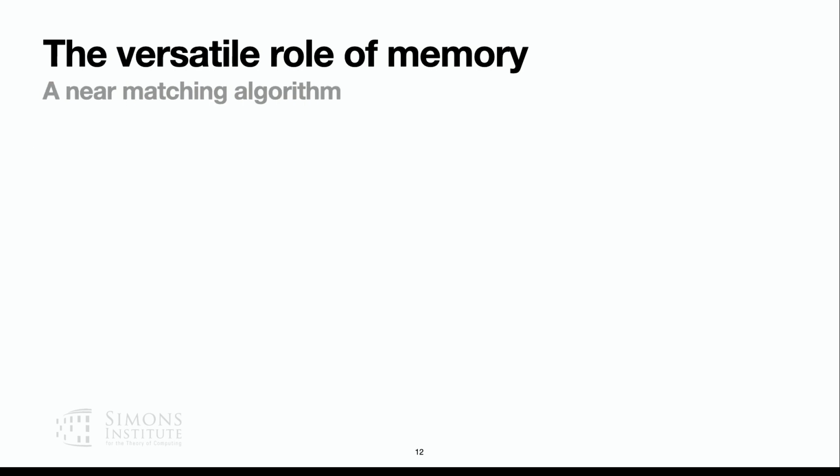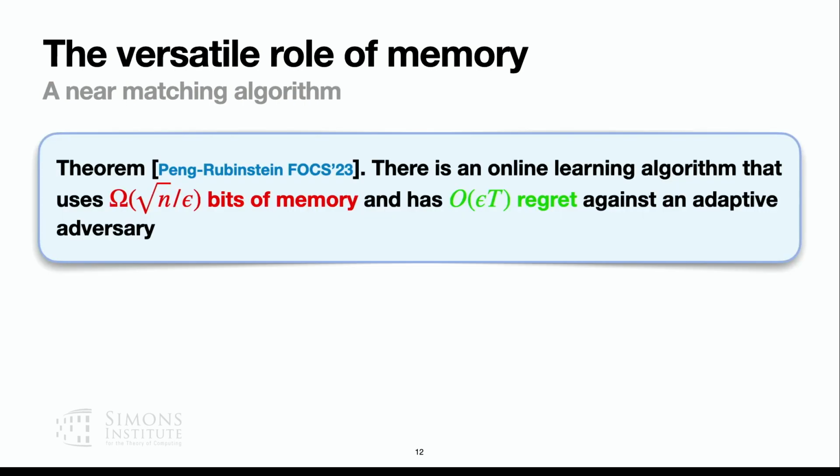We also give a near matching algorithm. We show that there's an algorithm that uses square root n over epsilon bits of memory and has regret epsilon T. So in the previous slide, the memory is the same, but the regret lower bound is epsilon squared T.